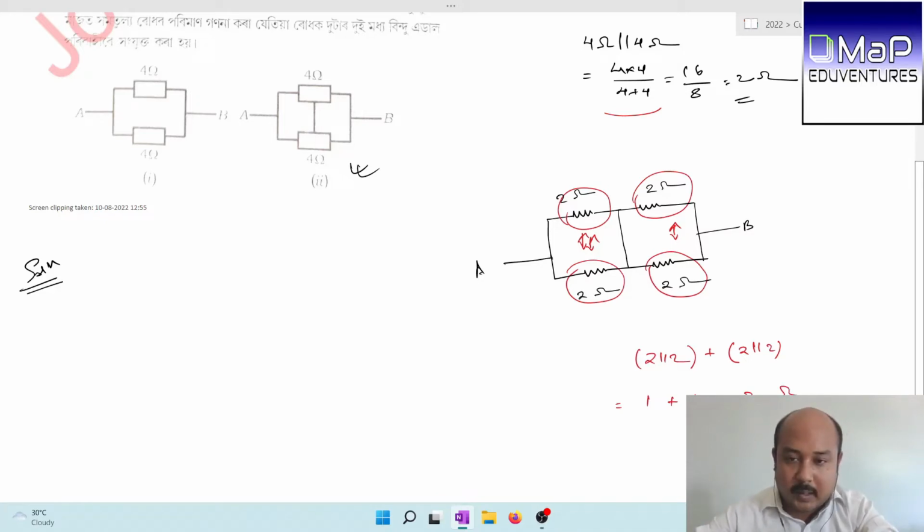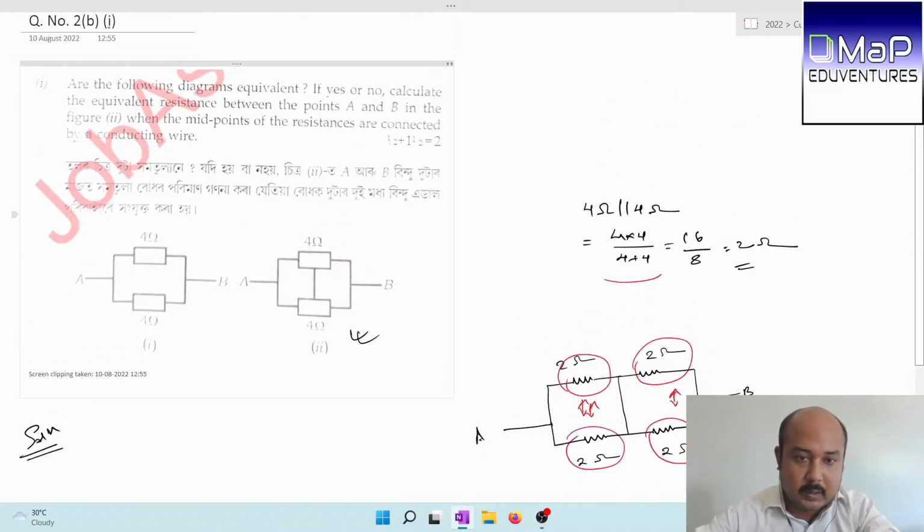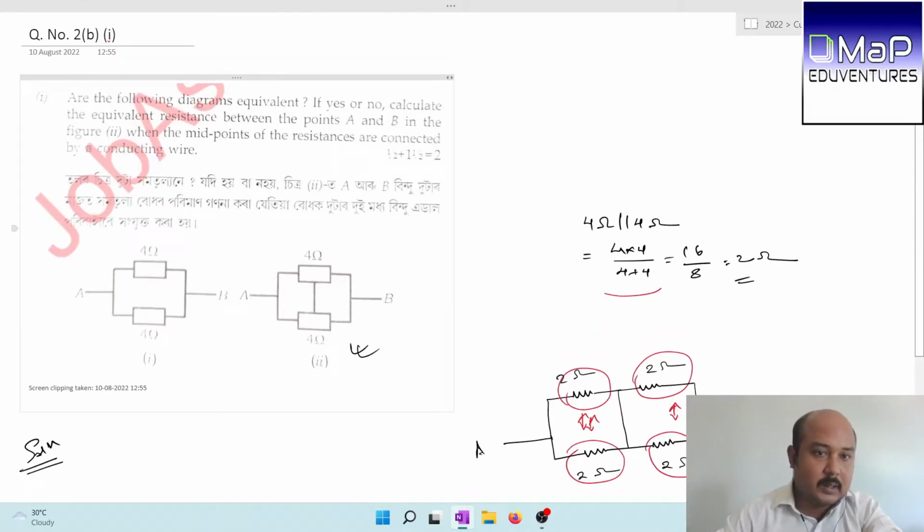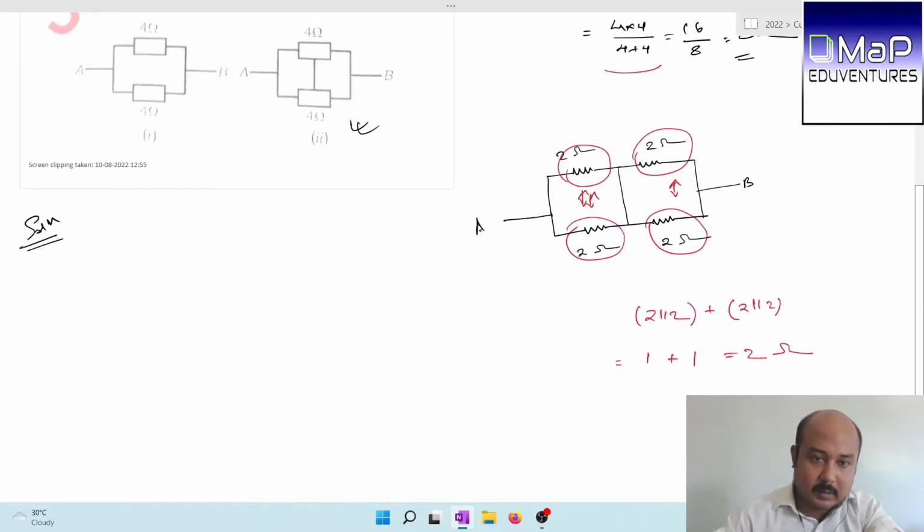Okay, so what I see is that the equivalent resistance between the points A and B in both the cases are equal. So since the resistances are equal, on that basis I say that these two diagrams are equivalent. So my answer is, first I will write that yes, the diagrams are equivalent.